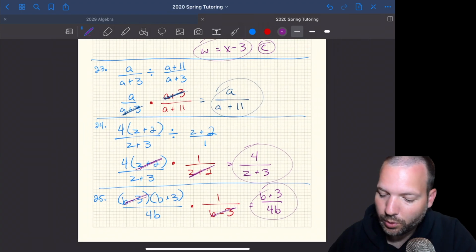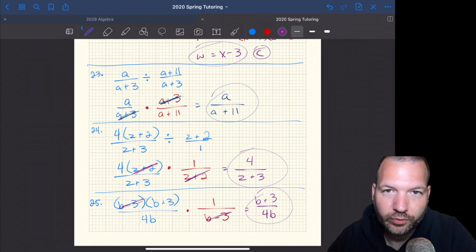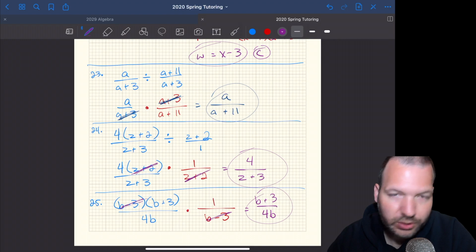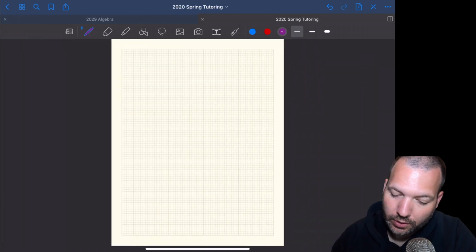Now this is the first one we've gotten where we could cancel further if we wanted to by using some of the techniques from the 11-5 lesson. But I'm not going to worry about that. There's no particular reason we have to. b plus 3 over the quantity 4b is fine as an answer. So I'm just going to move on.